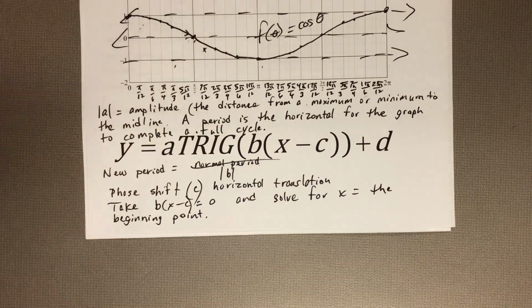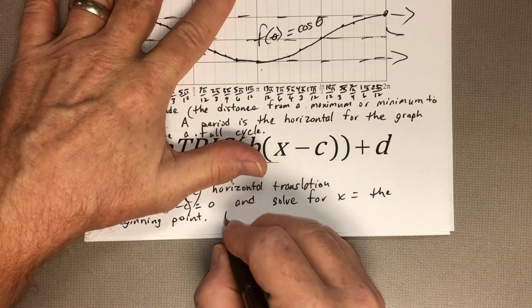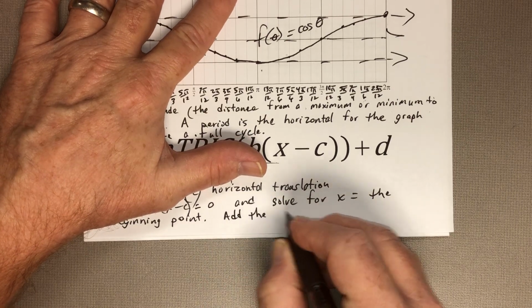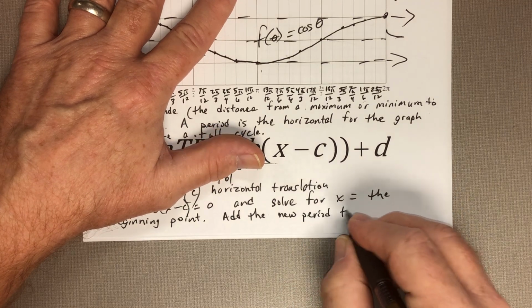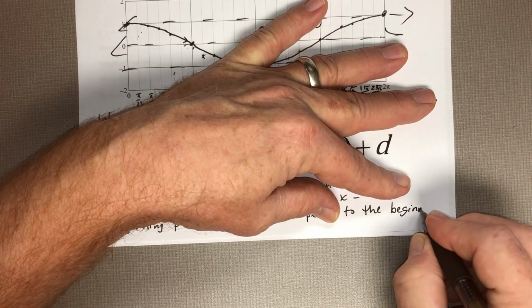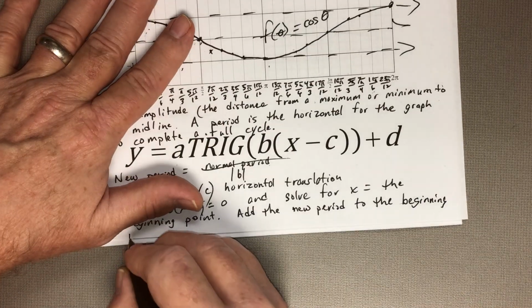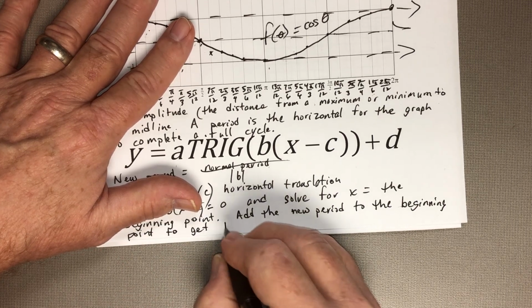And the next thing you would need to know is that your beginning point plus your new period would be the ending point. Because in a sine and a cosine graph, we're always going to graph at minimum one period, okay? So add the new period to the beginning point to get the ending point.